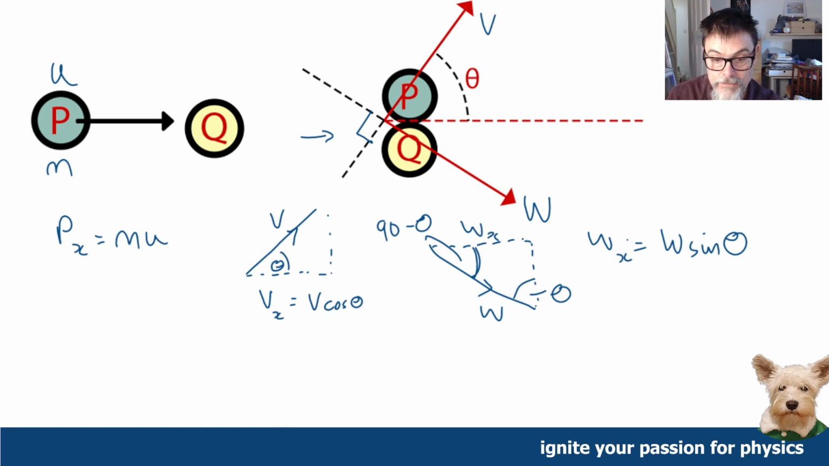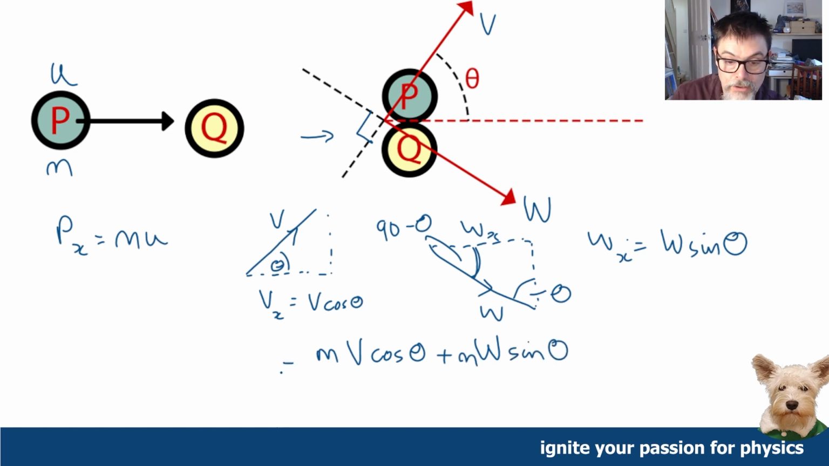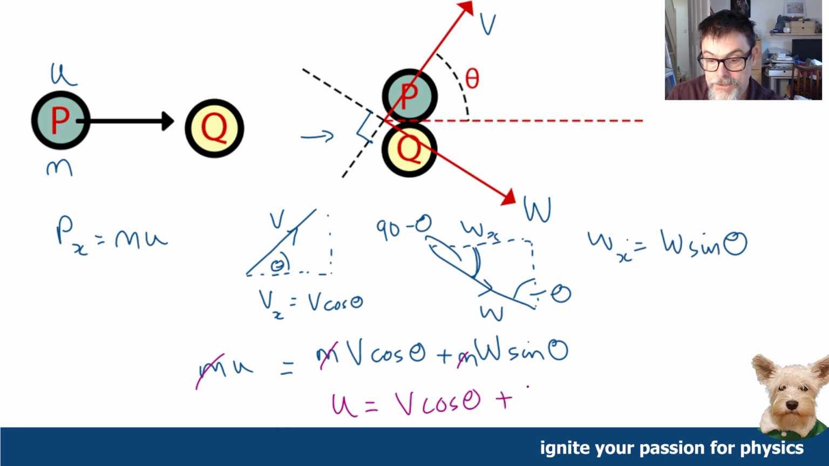Now we can easily work out the momentums. So the total momentum after the collision is going to be the component from P, which is mv cosine theta, added to the component from Q, which is mw sine theta, and the whole lot is equal to mu from our starting position. Now we can simply cancel the m's, and we're left with the starting velocity u equal to v cos theta plus w sine theta.